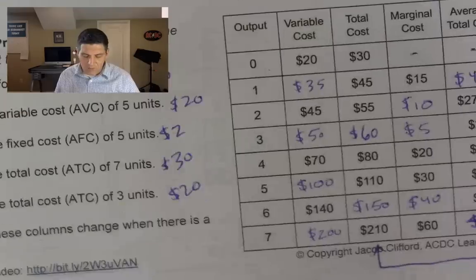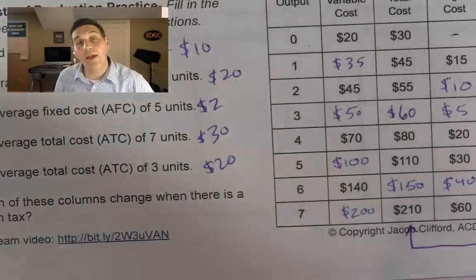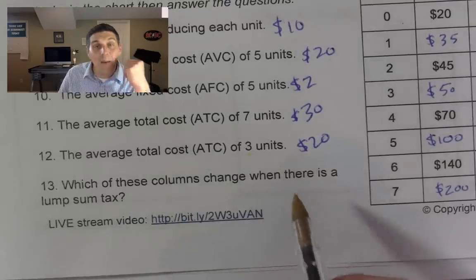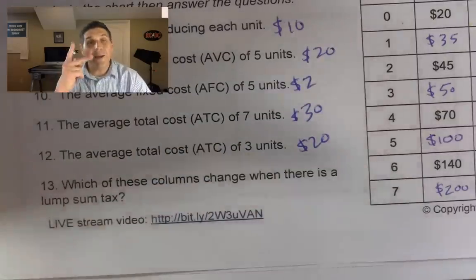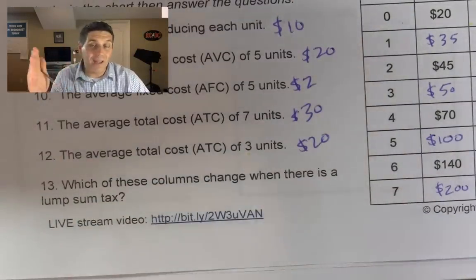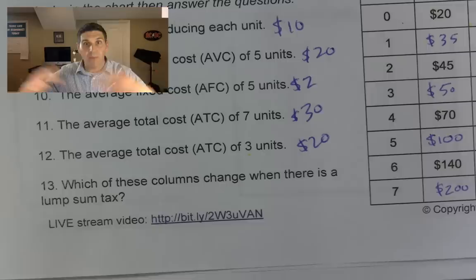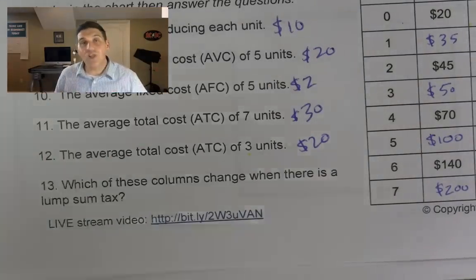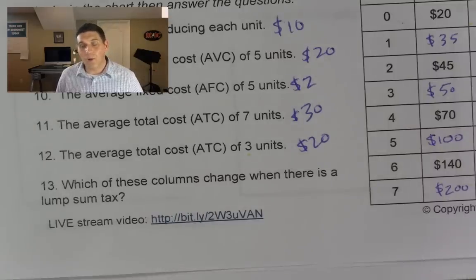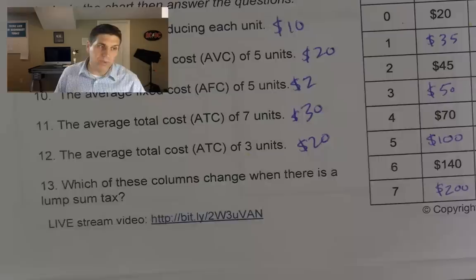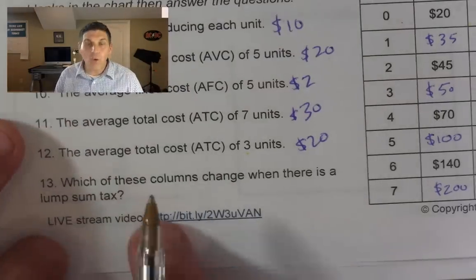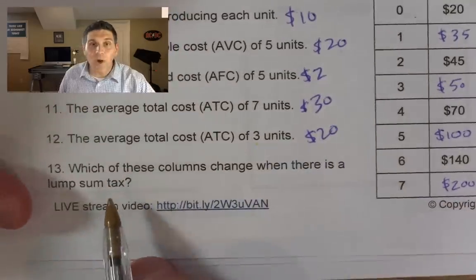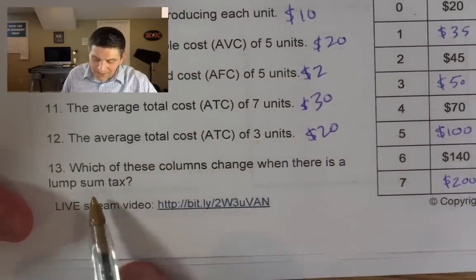Which of these columns changes when there's a lump sum tax? All right, now here comes a new question. Number 13. Which of these columns change when there is a lump sum tax? There's two types of taxes or subsidies, per unit and lump sum. A lump sum is one time, they give it to you, here's the money, subsidy. Or a tax, they'll take the money away, but only one time. Per unit is for each unit that you produce. So a per unit tax, for each unit you produce, they're gonna say, okay, give us $3 for each unit. That's per unit tax. So what you gotta remember is the difference between lump sum and per unit's effect on marginal cost. That's the key. So the question is, which of these columns change when there is a lump sum tax?